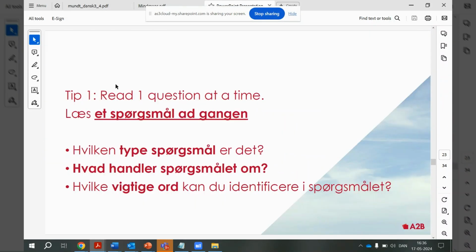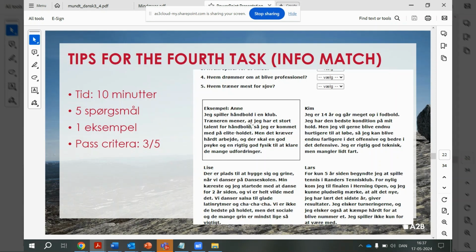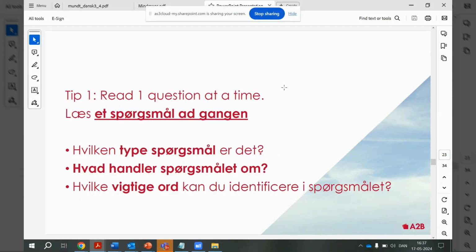So the first tip is read one question at a time. What type of question is it? Well, we know that that's probably always about one of the things you can read about. You might have Danish kings, we don't know. Hvad handler spørgsmålet om? So that means, what is it about? What is the question about? Is it asking who is serious, who is not so serious? Then you will need to read from the text who is talking passionately or not so passionately about something. And that goes along with this tip here, vigtig, identifying important words.